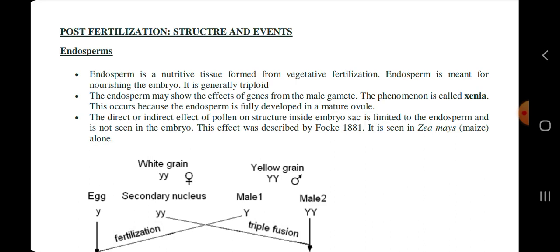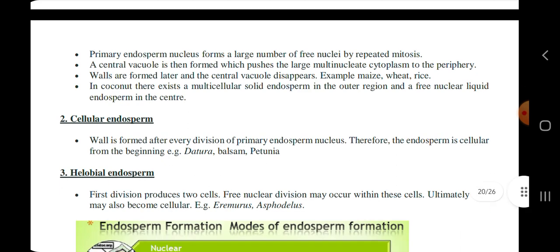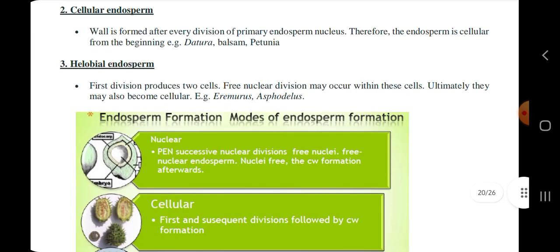फिर the nuclear endosperm. The primary endosperm nucleus forms a large number of free nuclei by repeated mitosis. A central vacuole is then formed which pushes the large multinucleate cytoplasm to the periphery. Then cellular endosperm wall is formed after division of the primary endosperm nucleus. Therefore, the endosperm is cellular from the beginning.